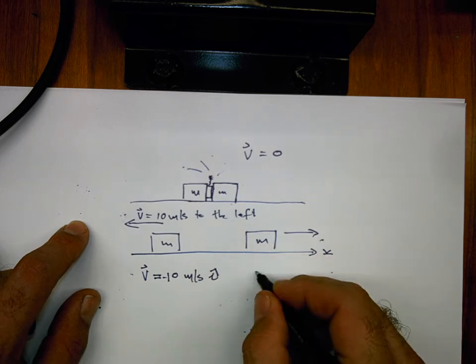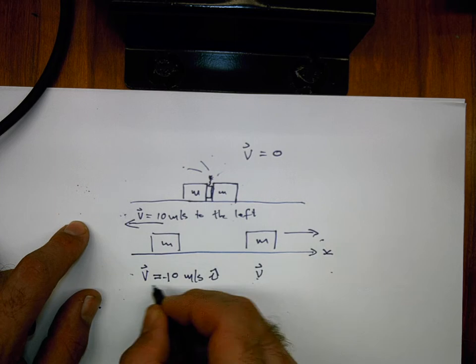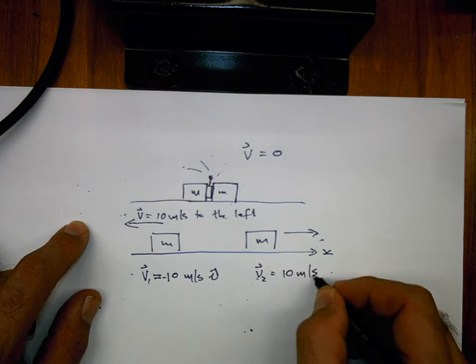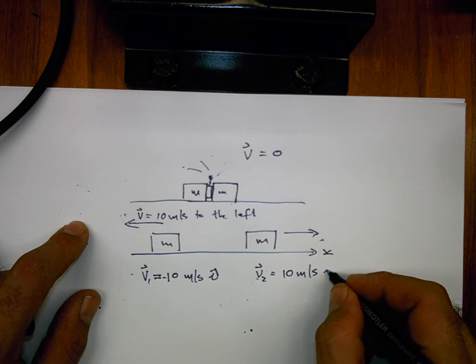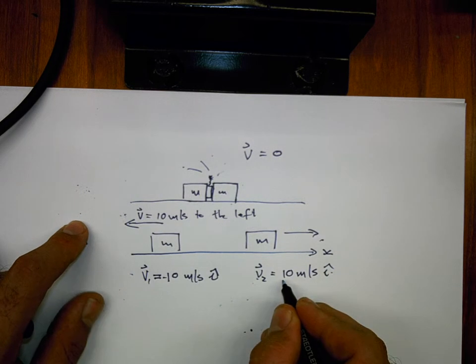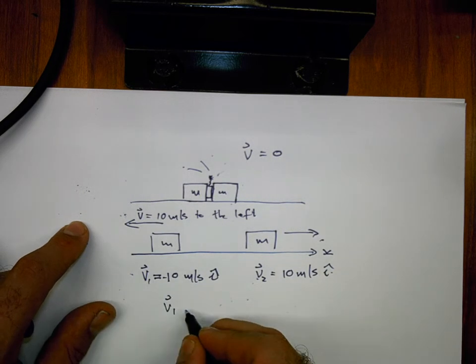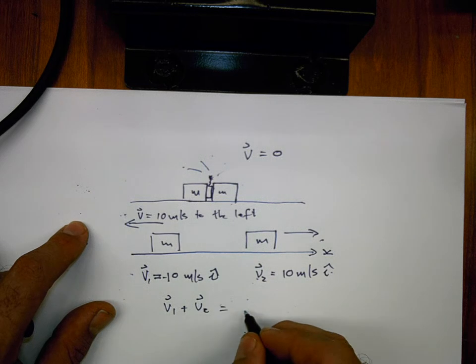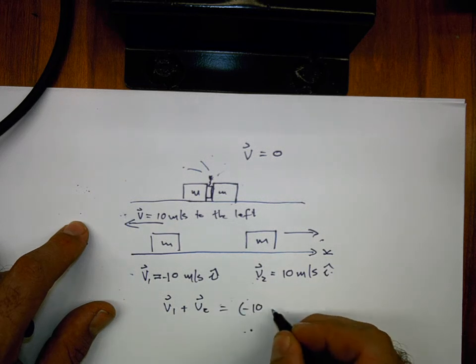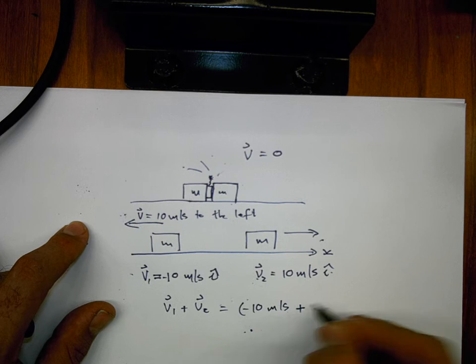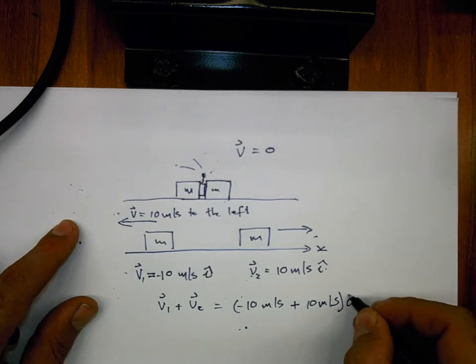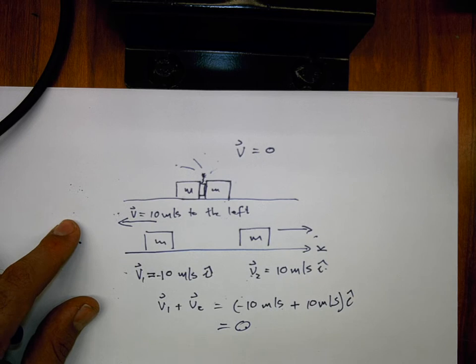Here then, you all just said I've got a velocity, let's call this v1, v2, of 10 meters per second. It's along positive x, so I don't have the negative there. And if I add vector v1 to vector v2, I get negative 10 meters per second plus 10 meters per second, everything along x, which is 0.